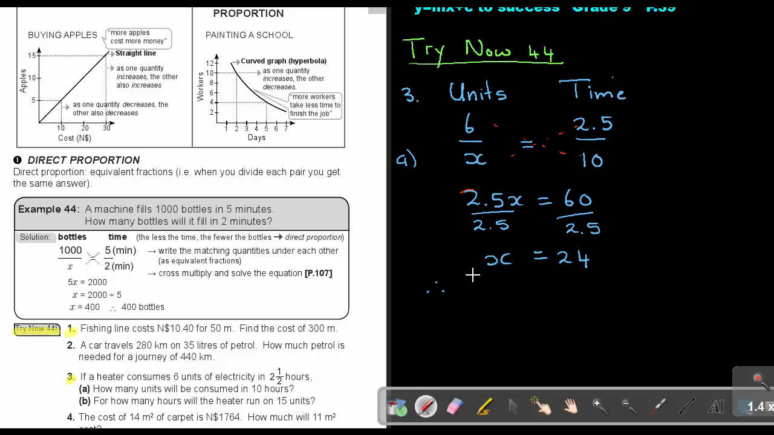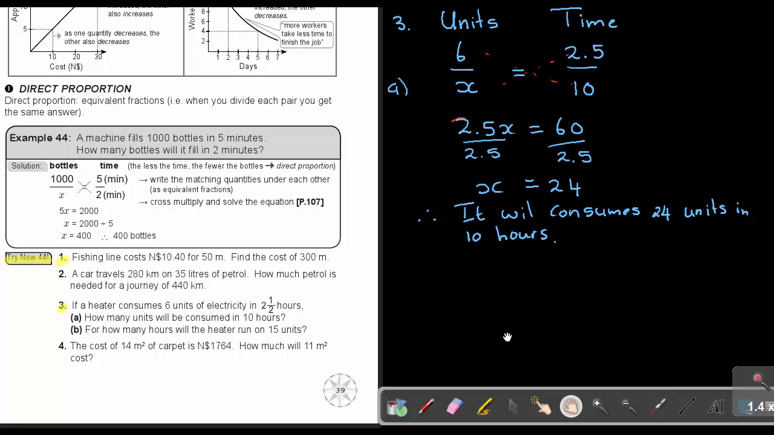So, therefore, it consumes 24 units in 10 hours. Something like that. Okay, and then I'm just going to move up for number B. So if I come to number B, let's just do another color.